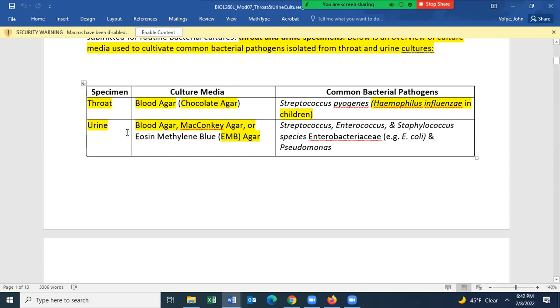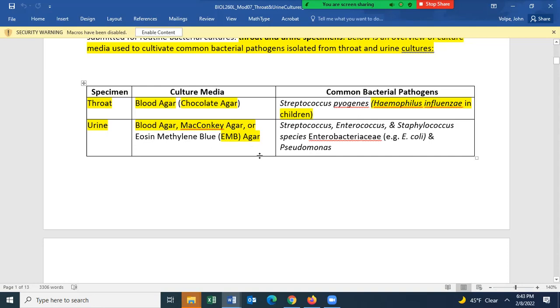For urine pathogens, we tend to use 2 of 3 culture media. So you always use 2, you don't use 1. We will first grow the urine culture on blood agar, and then either on MacConkey's agar or EMB agar. We'll talk about why we use MacConkey's agar or EMB agar, as well as blood agar, in a little bit.